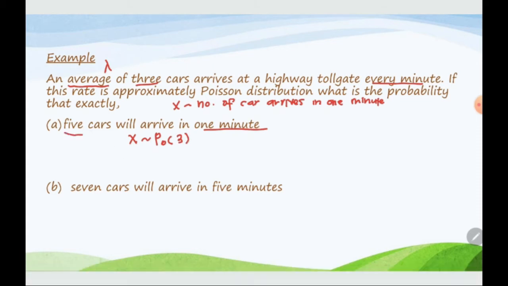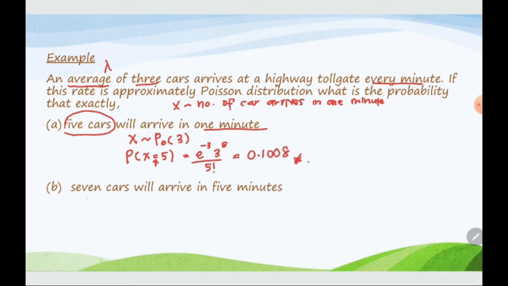We have to find 5 cars, so X equals 5. For X equals a value, we can directly use the formula: e to the power of negative lambda, where lambda is 3, times 3 to the power of 5, over 5 factorial. When calculated on your calculator, you got 0.1008.